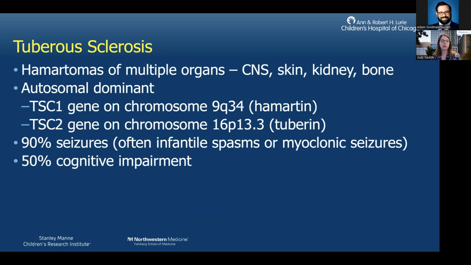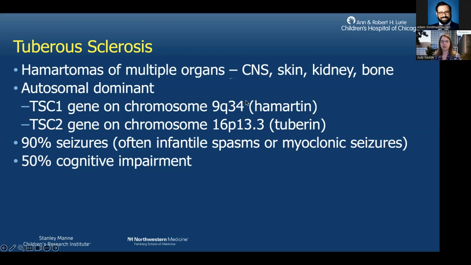So tuberous sclerosis is actually hamartomas of multiple organs, including the CNS, skin, bone, kidney. It is autosomal dominant. There are 2 different genes on 2 different chromosomes, as you can see here, TSC, so tuberous sclerosis complex 1 and 2 genes.